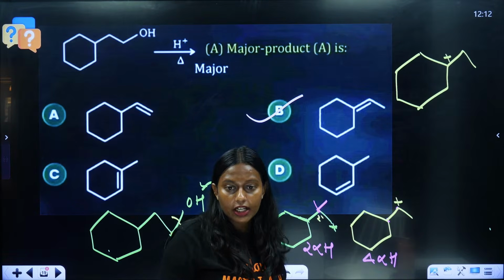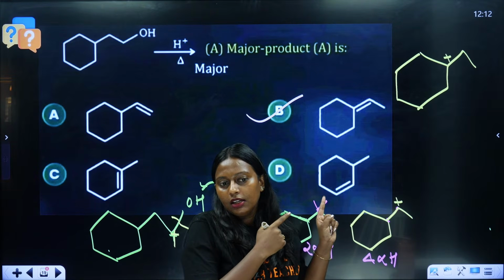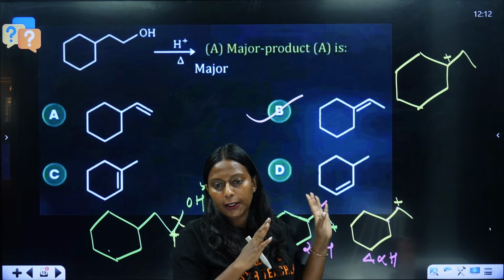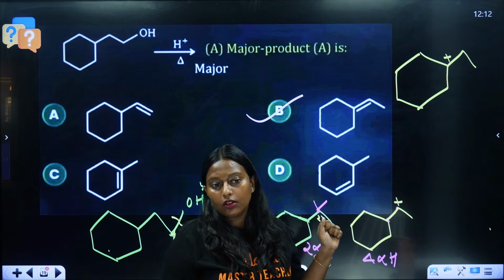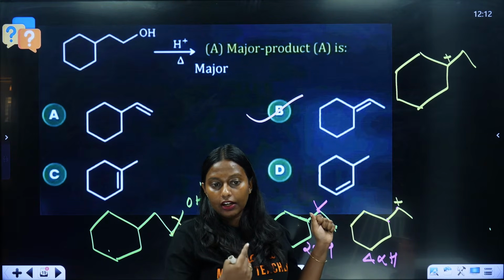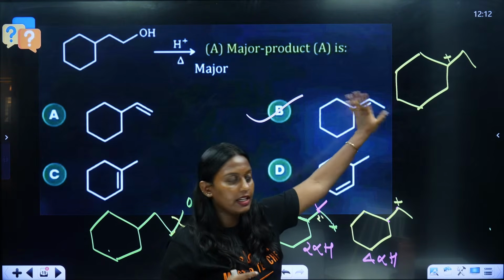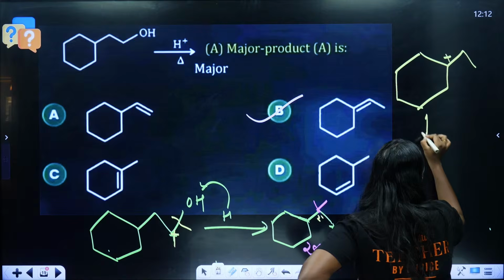Guys, tertiary carbocation varaikum clear thana? Tell me guys, is it clear or not? Idu varaikum clear thana? Idu varaikum clear ah illaya? Yes.